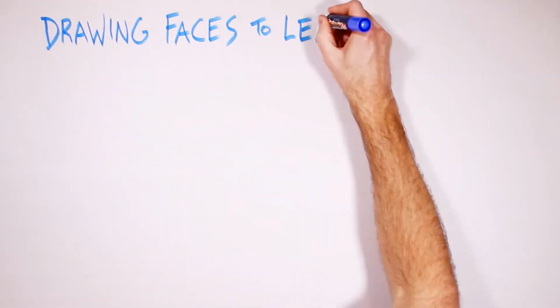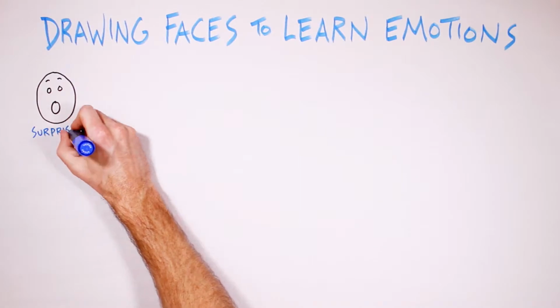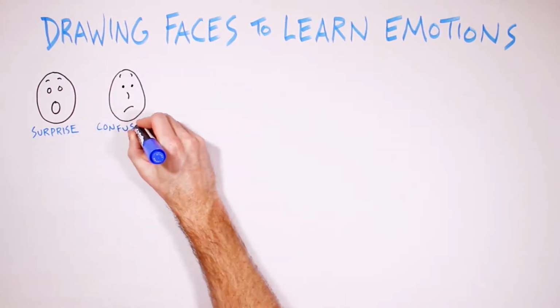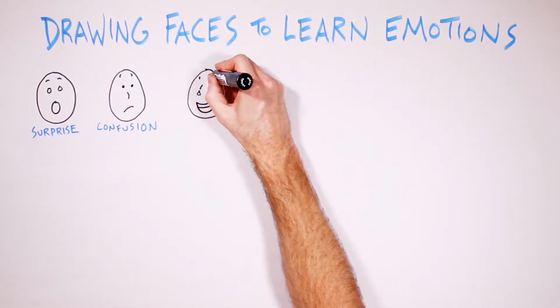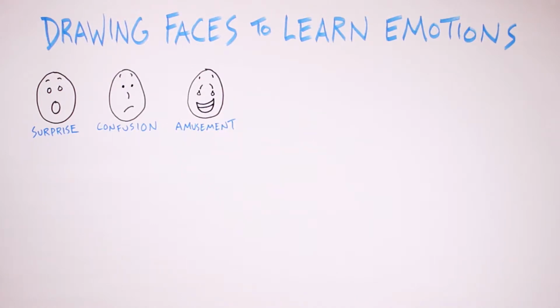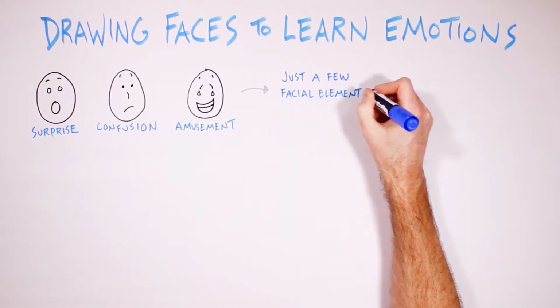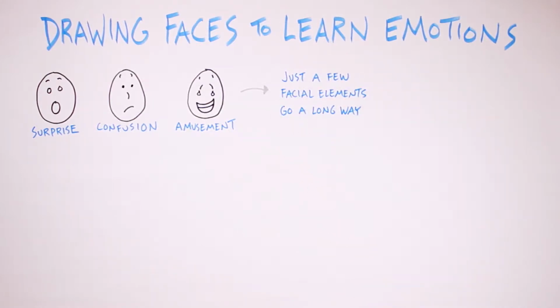The idea with this activity is to use slightly abstract drawn faces to express an emotion that you want to learn in your target language. And as you might already know, if you're a proficient user of emojis, just a few facial elements can go a long way in terms of expressing a particular emotion. That's the power that we'll tap into in this activity.